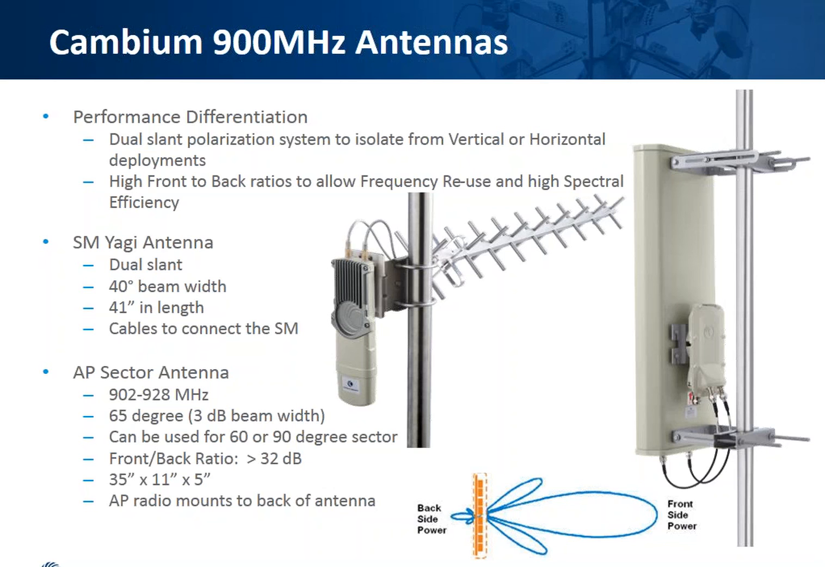And on the AP side, it's about 3 feet tall and 11 inches wide. So it's not a huge antenna, but it provides a very high front-to-back ratio across the entire back lobe of the antenna, which allows you to do that frequency reuse. It's a 65-degree 3 dB roll-off antenna that can be used for either a 60 or a 90-degree sector.